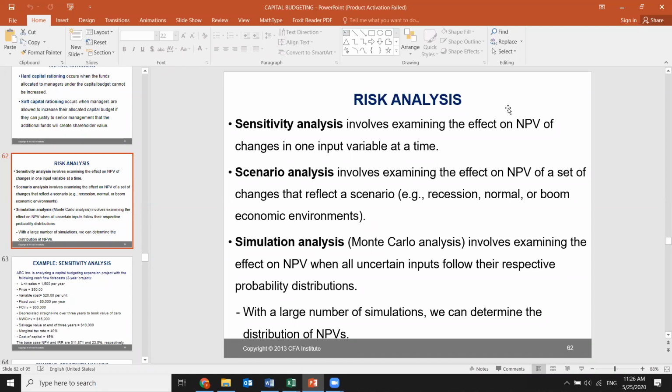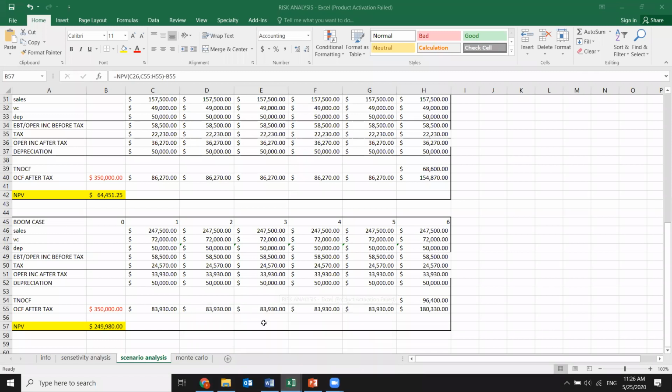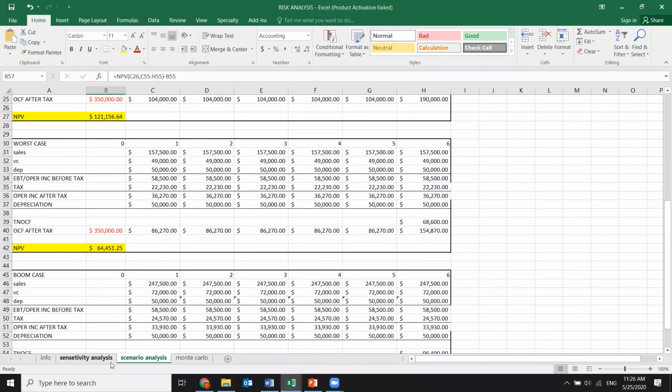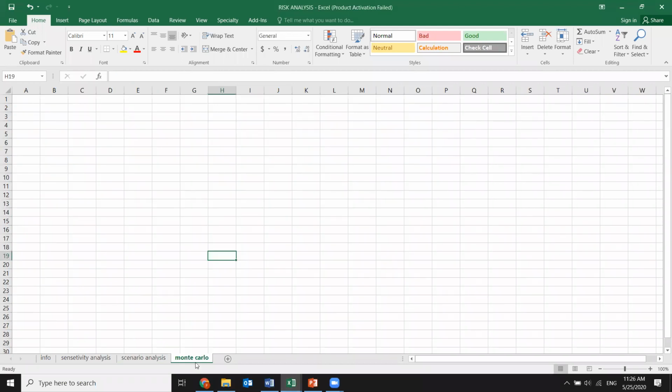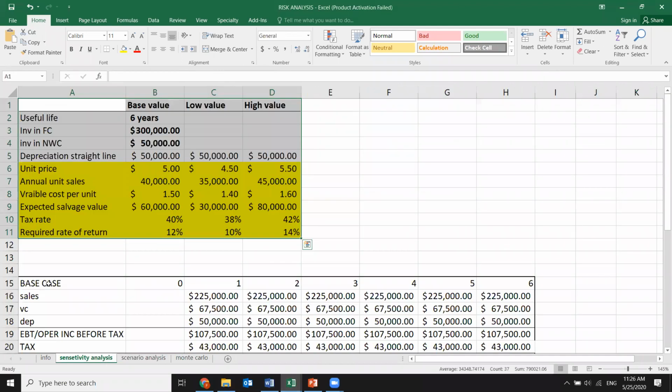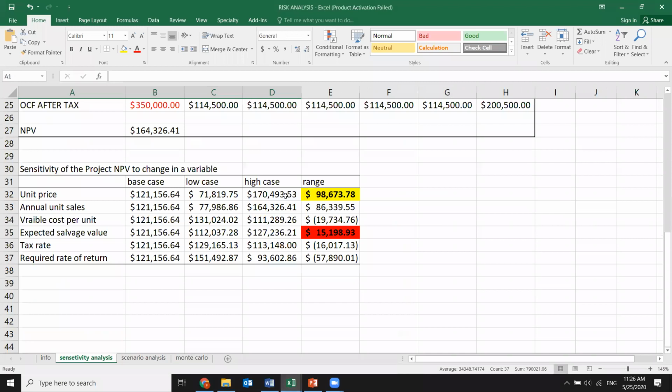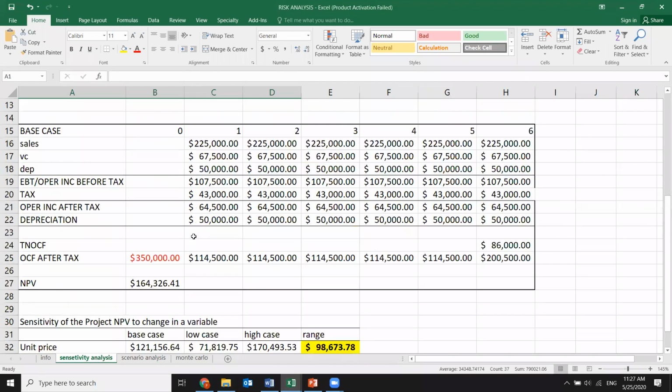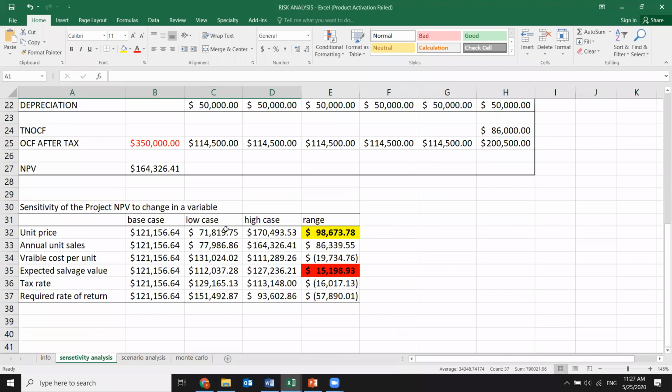So sensitivity analysis involves examining changes in each input variable and how these changes affect the NPV. We did it; you can see it here, the scenario and the sensitivity, and I wanted to do the Monte Carlo here. With sensitivity, if you remember, we were trying to see how sensitive NPV is to each change in each variable. We will use this for the Monte Carlo simulation as well. Then we will see the correlation and so on.